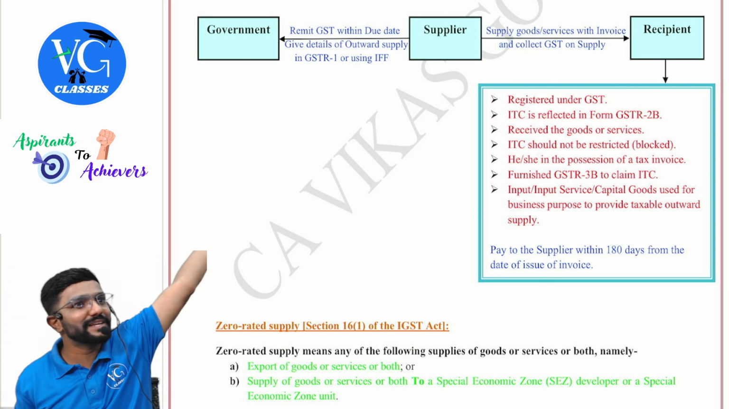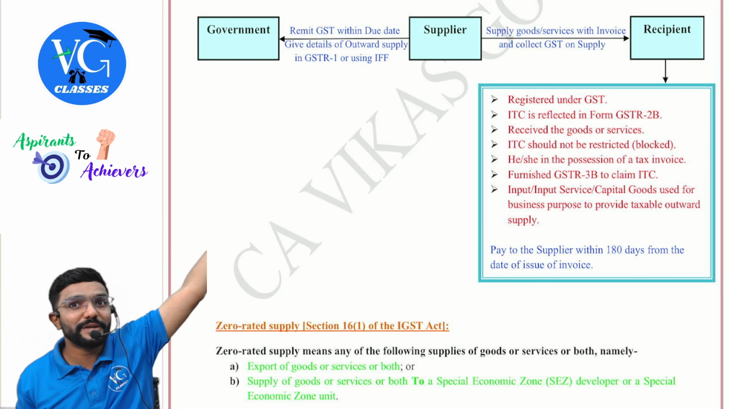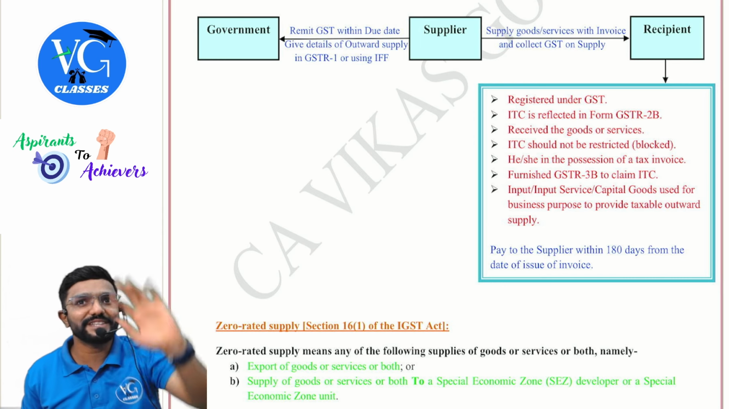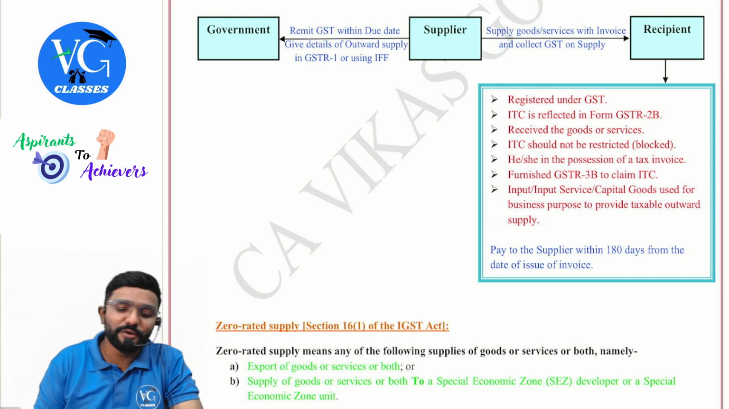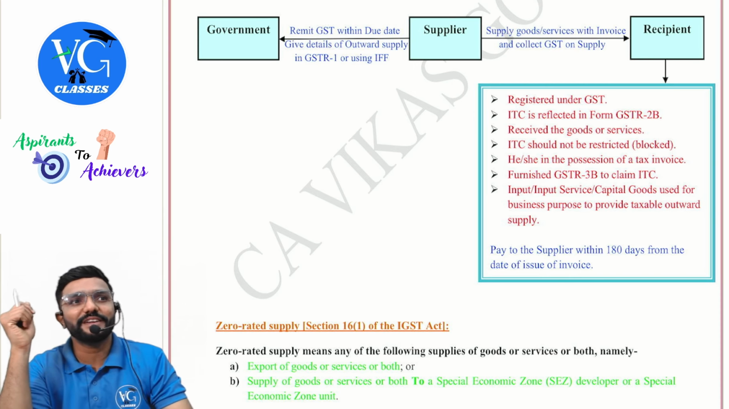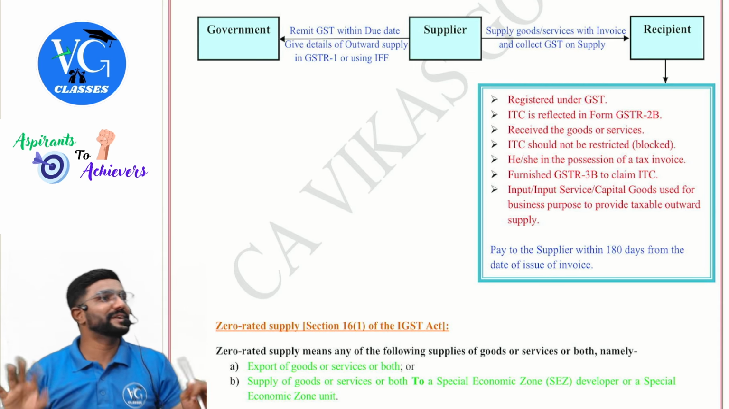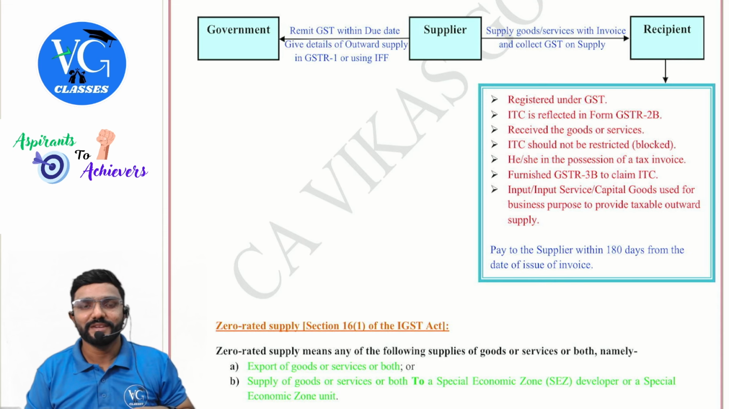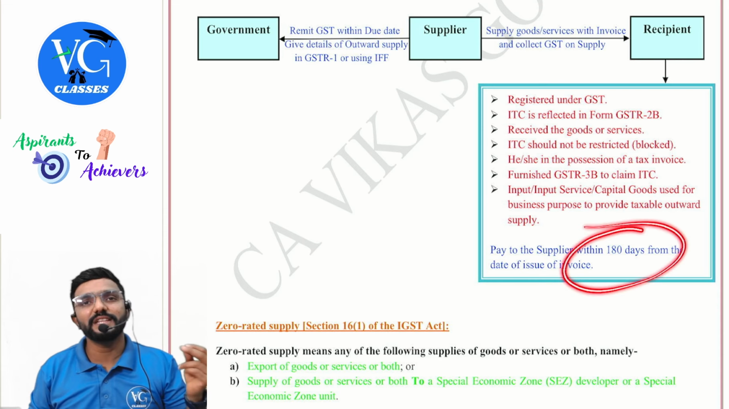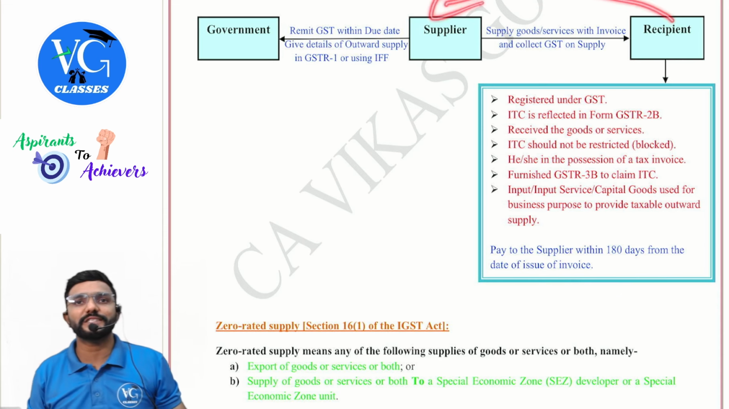Because for him, time of supply is long back. So if he doesn't deposit the tax on time, then for him interest would be charged. So what did the supplier do? He would have deposited it out of his own pocket. So the recipient let me claim the credit freely, and he claimed it. But even after 180 days, this guy has not paid any amount to the supplier.